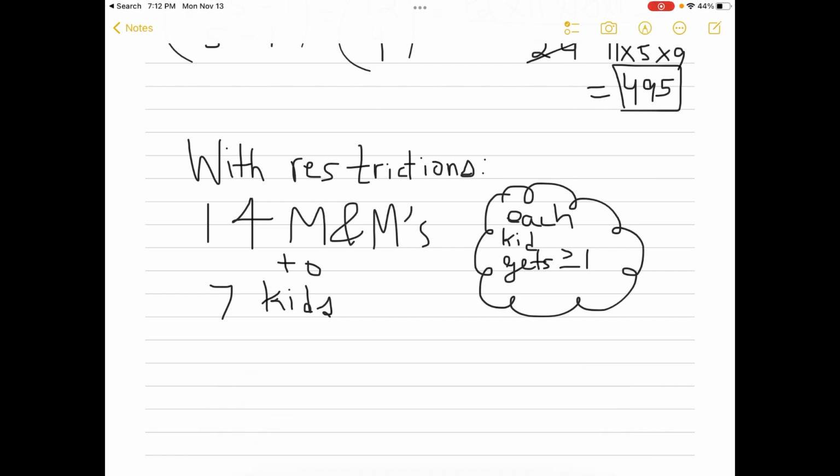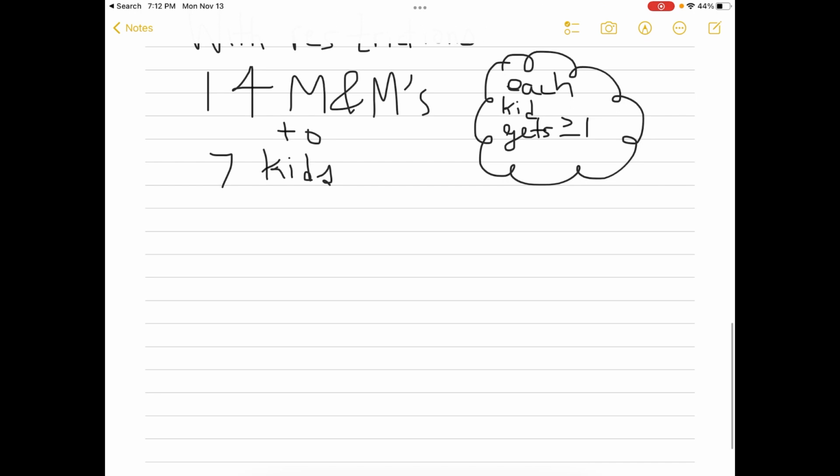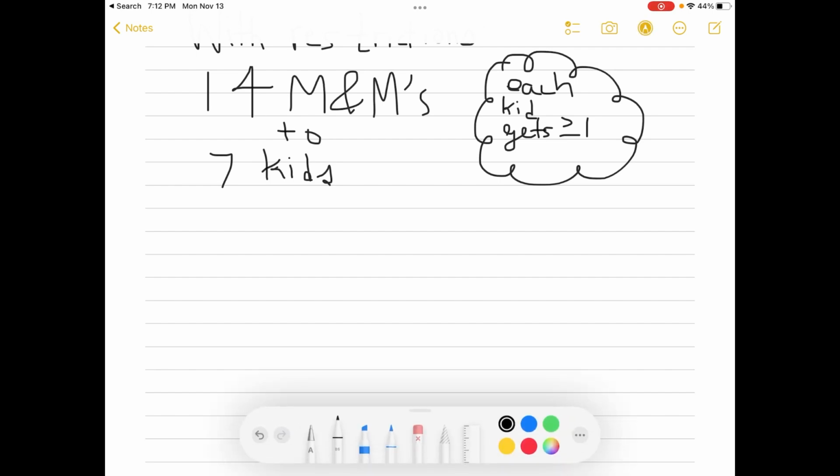Each kid gets at least one M&M. How many ways are there to distribute the 14 M&Ms to the 7 kids? So the number of ways we can do that is, let's see, how would we deal with the restriction?